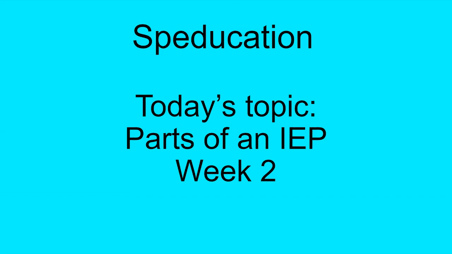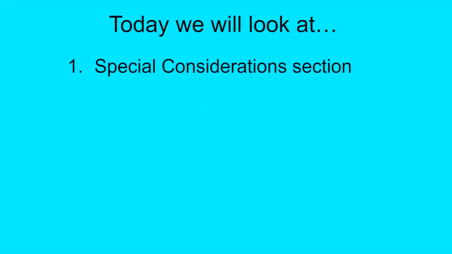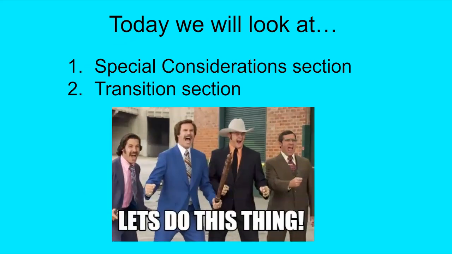Today's lesson is over parts of an IEP, week 2. So let's go ahead and take a look at what we're going to be covering today. Today we're going to look at the special considerations section, okay? And we're going to talk a little bit about what special considerations are. Then we're going to move on to the transition section, which, depending on the age of the student, you may or may not necessarily need in the IEP, but we're still going to cover it in case your child has a need for this section. So without any more delay, let's do this thing.